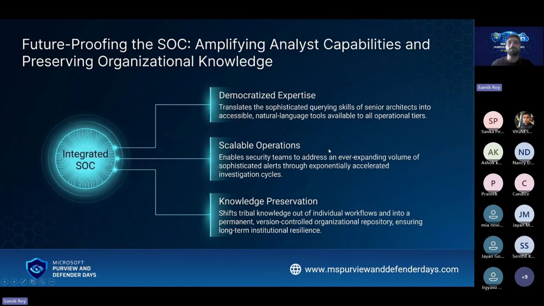Next thing, what does the end goal look like, or what is the future proofing, and how do we amplify, right? So obviously we democratize expertise. Now, how do we do that? As I spoke in my earlier slides, right now there are a couple of things. If somebody writes a query, he's very good at writing queries, right? That stays with the person, right? And it's very difficult to translate that knowledge at times.